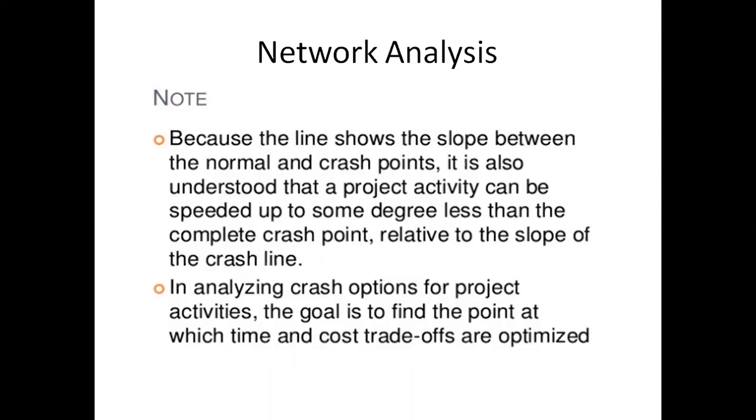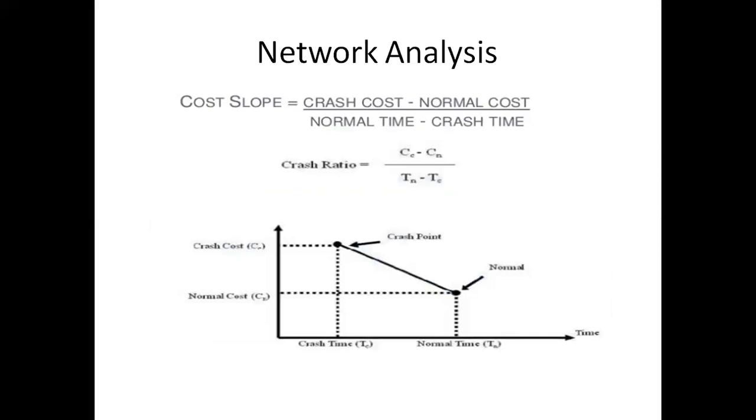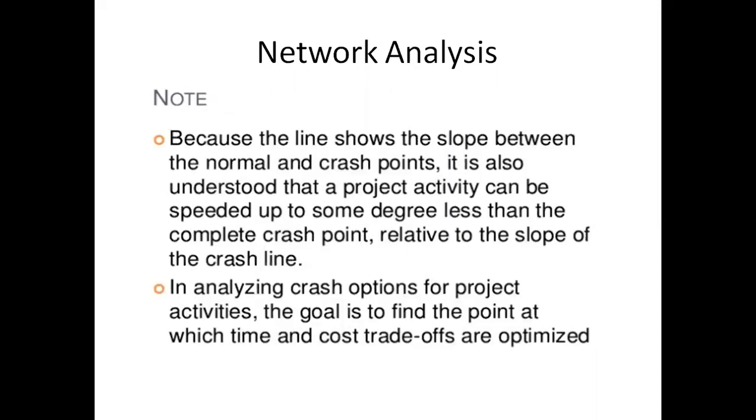We are continuing the network analysis and the project crashing portion. As previously discussed about the cost slope, we calculate the cost slope by dividing the difference between the crash cost and the normal cost by the normal time minus the crash time. Normal time is always higher than the crash time, and the crash cost is always higher than the normal cost.